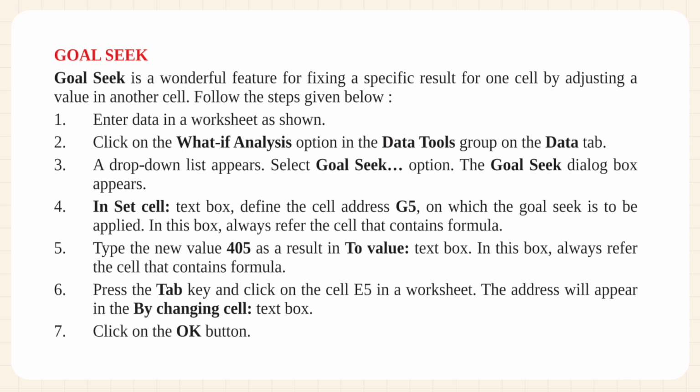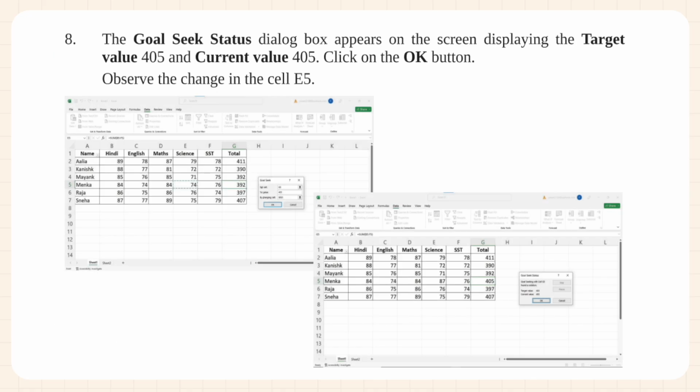5. Type the new value 405 as a result into the To value text box. 6. Press the Tab key and click on the cell E5 in the worksheet. The address will appear in the By changing cell text box. 7. Click on the OK button. 8. The Goal Seek Status dialog box appears on the screen displaying the target value 405 and current value 405. Click on the OK button. Observe the change in the cell E5.